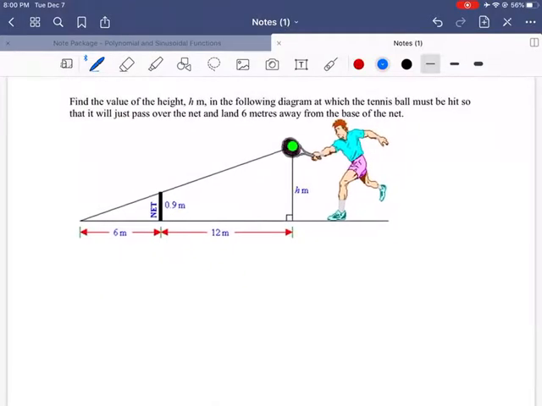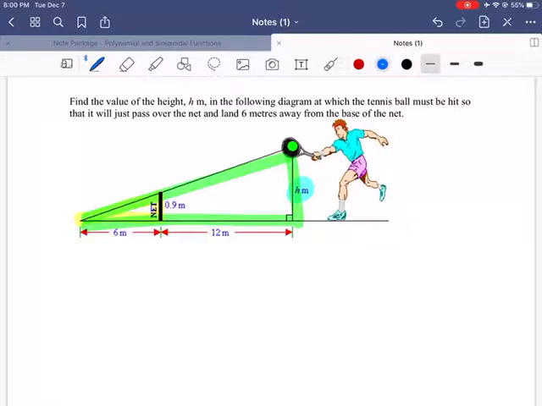All right, find the value of the height, h, so that's here, in the following diagram, at which the tennis ball must be hit so that it will just pass over the net and land 6 meters away from the base of the net. So we have these two triangles. We got the triangle that's formed there, and then we have the bigger triangle that's formed there.